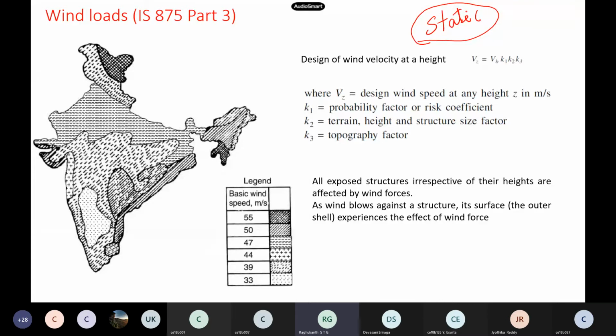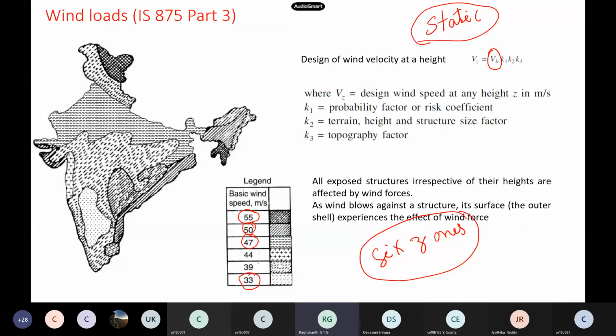So now this is our wind code. What our IS 875 does is divide the whole of India into 6 zones for wind speed calculations. So these are the color codes. So 55 is the highest wind speed in India, the design value is 55 meters per second. And then 50, 47, and the lowest is 33 meters per second. Okay, so this is the design wind speed, or Vb, that comes from the map. That is given in 6 zones. So you have to choose based on your location.